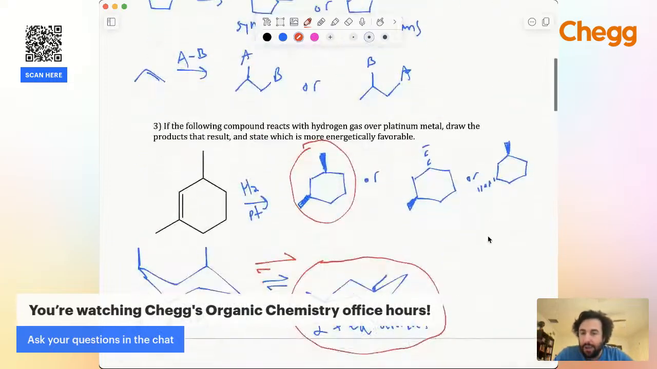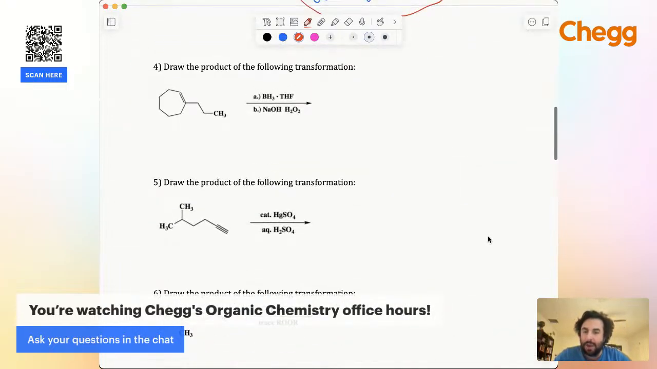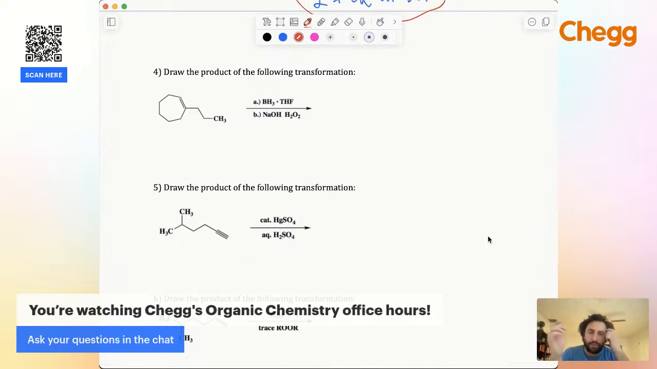Okay, number 4. So now we're going to fire through a bunch of these addition reactions. So there's a pro and a con about addition reactions. The con is that there is some memorization. It's not just addition reactions, it's just that addition reactions is a very large class of reactions.